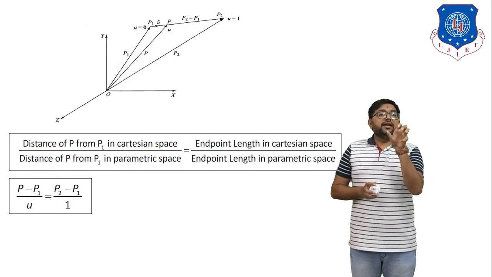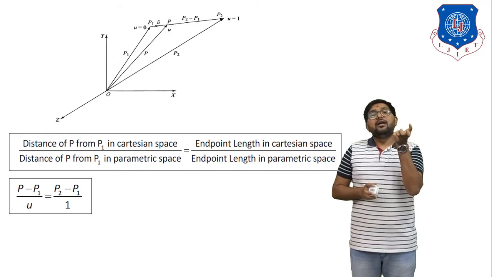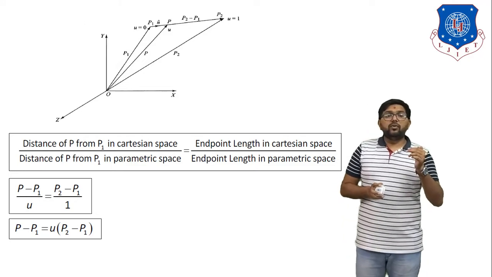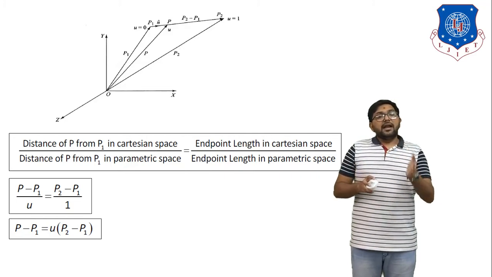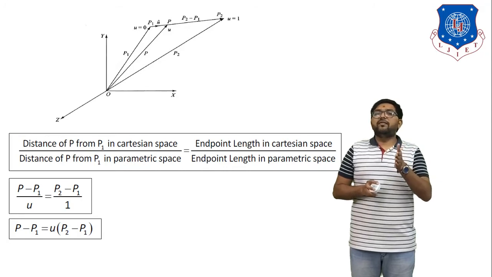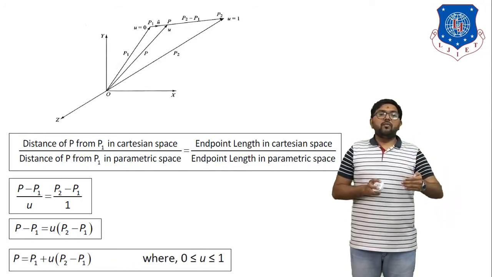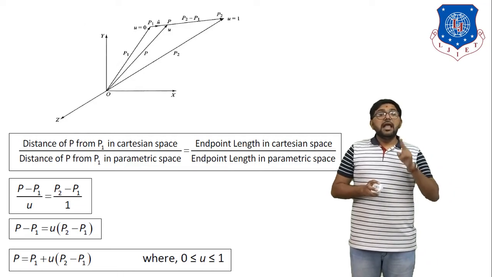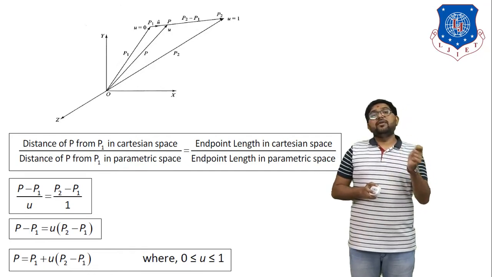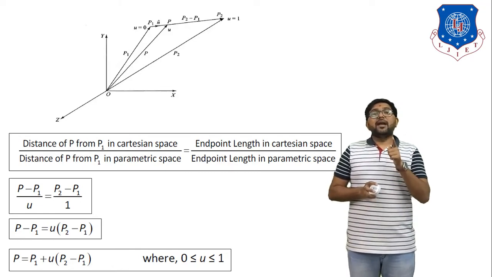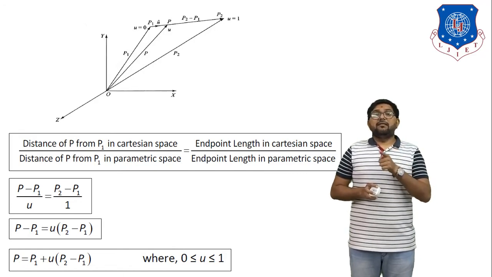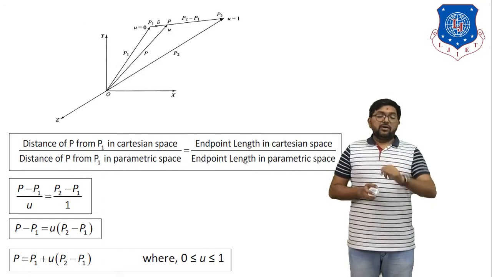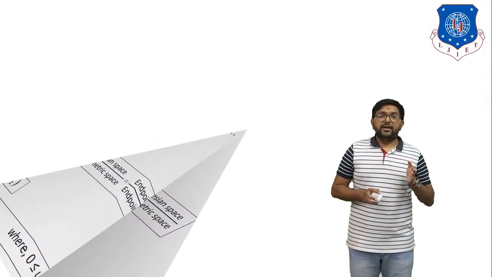This equation we derive based on the diagram, based on the fundamentals of a triangle. Clear? Now in this equation we do some modification: P minus P1 is equal to u into P2 minus P1. Now we use P as the subject of the equation. The equation converts into the form P is equal to P1 plus u, P2 minus P1, where 0 is less than or equal to u, which is less than or equal to 1. The value of u must be between 0 and 1. So this is the parametric equation of a line, P is equal to P1 plus u, P2 minus P1, and we use this equation to solve numericals based on the parametric equation of a line.